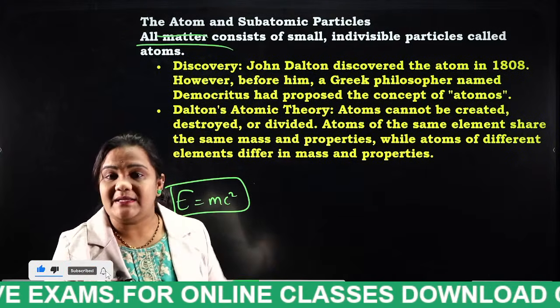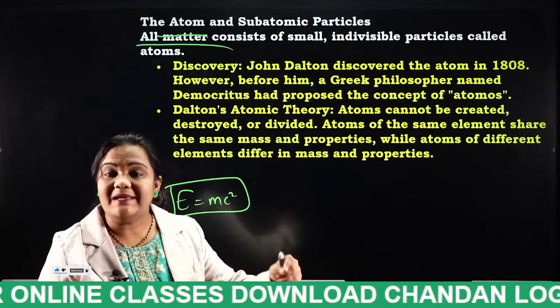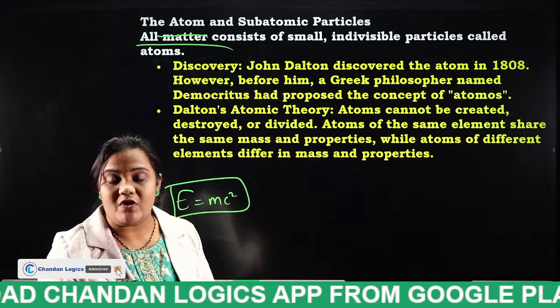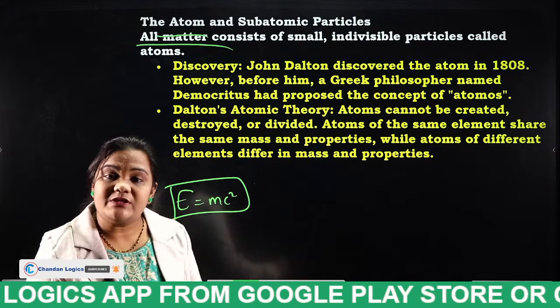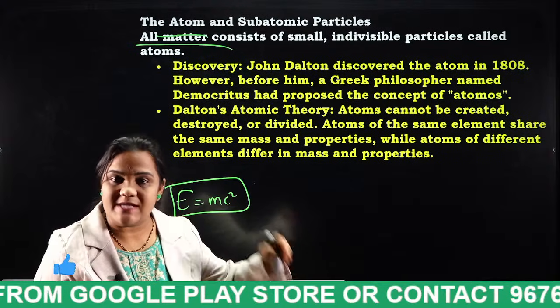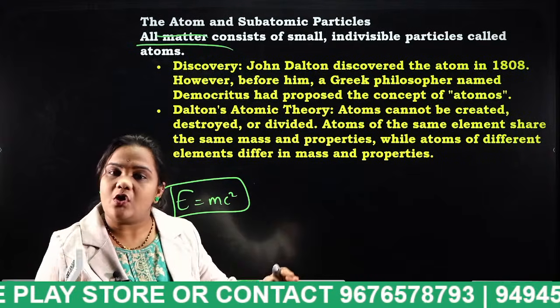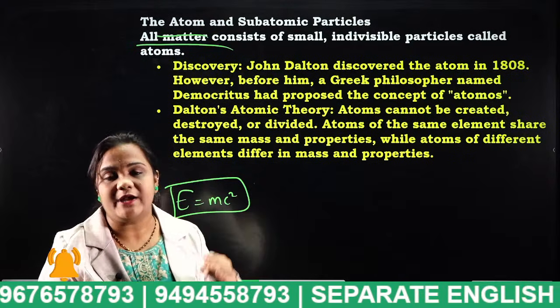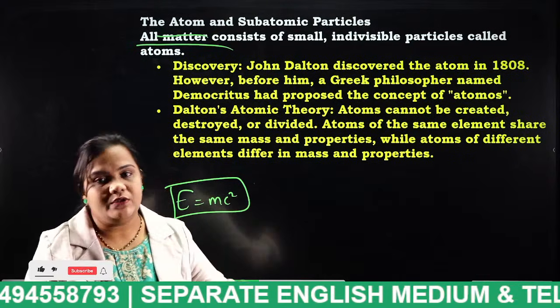All matter is composed of tiny particles, and that tiny particle is called what, students? Atoms. Atoms consist of protons, neutrons and electrons. Electrons are negatively charged, protons are positively charged, and neutrons are neutral. We all know this very well.